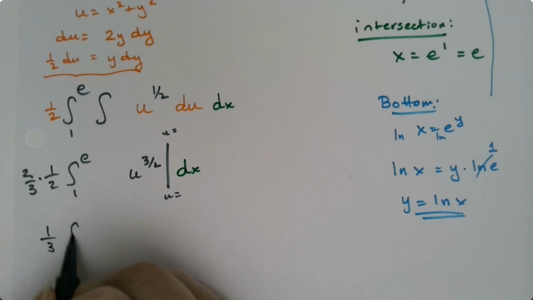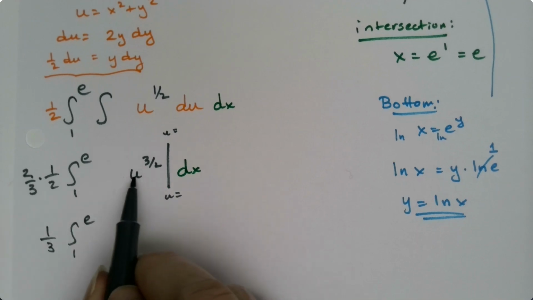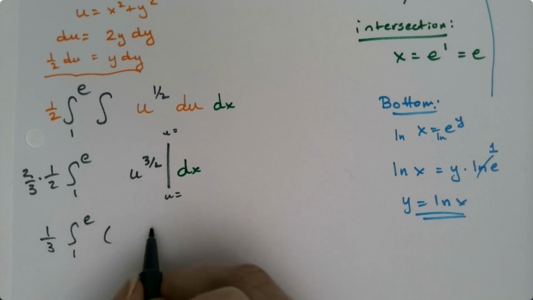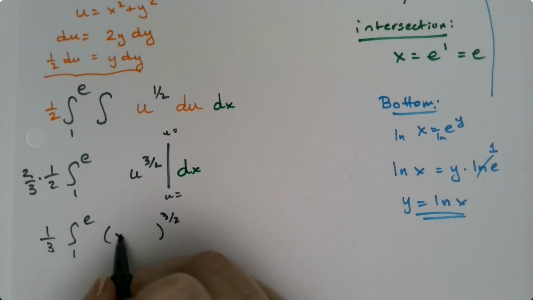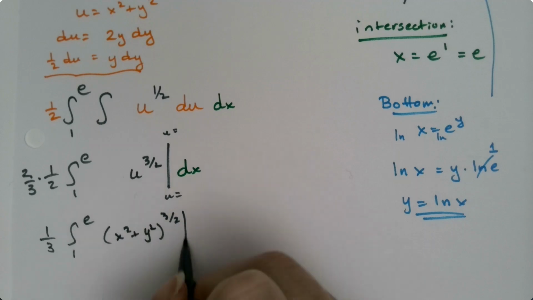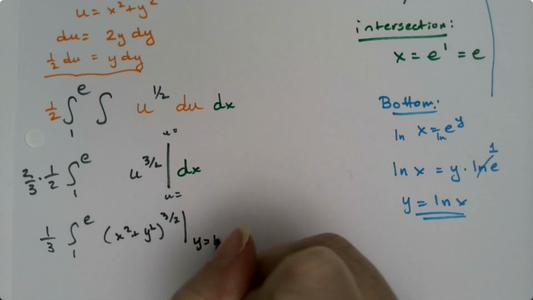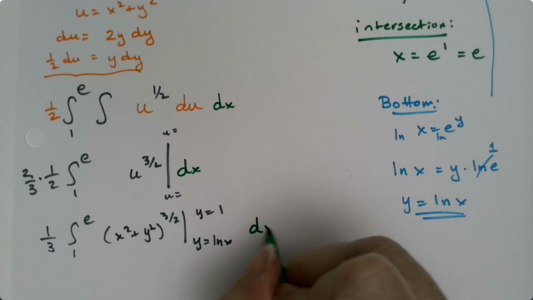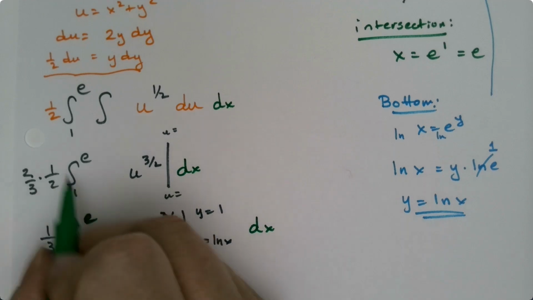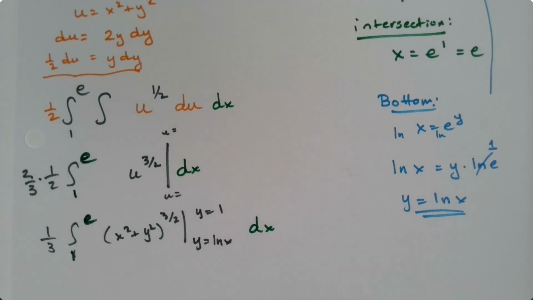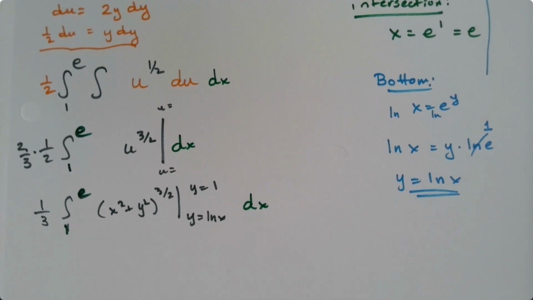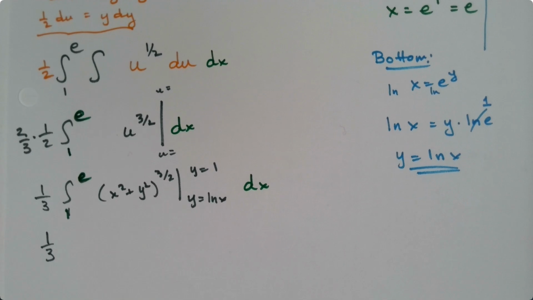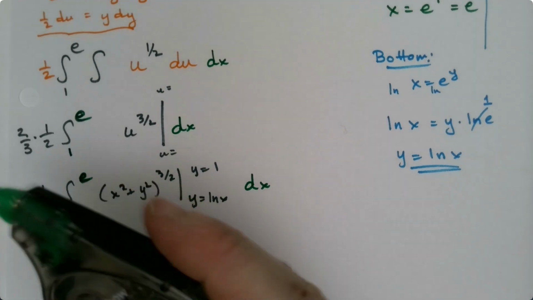That's 1/3 integral 1 to e. And then I'm going to put back in what u was. u was x squared plus y squared. And I'm taking that from y equals the natural log of x to y equals 1 dx. Right, I still haven't done my dx part. All right, so now I'm going to put in 1 for y and natural log of x for y. So this is 1/3. Sorry, I wrote that too close. One second. All right, 1/3.